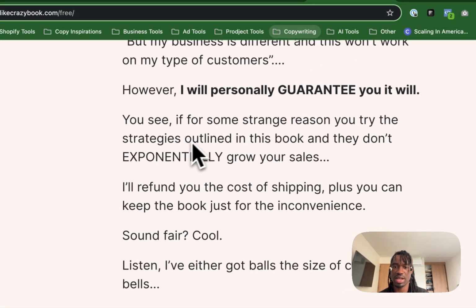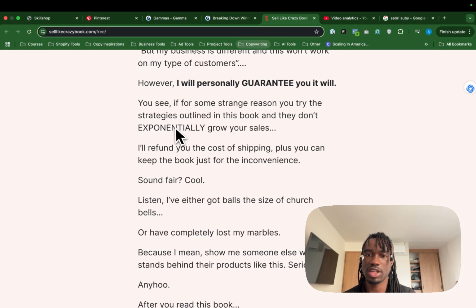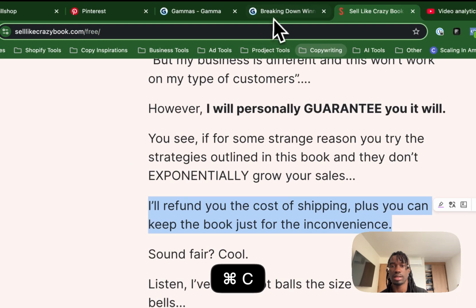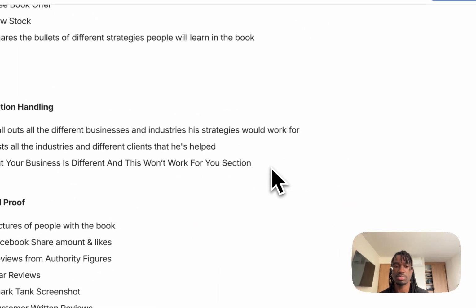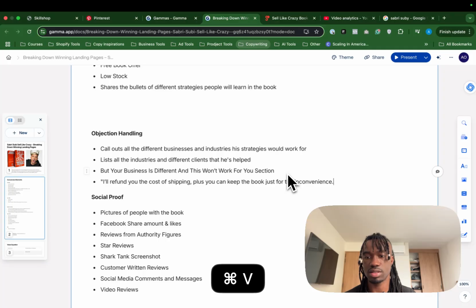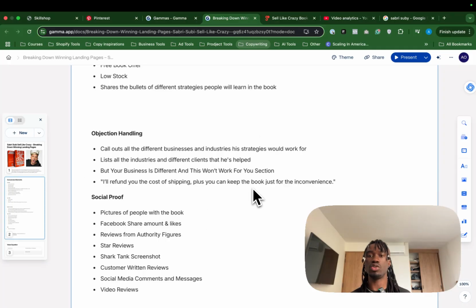And then boom, here. If you tried the strategies outlined in this book and they don't exponentially grow your sales, I refund you the cost of shipping, plus you keep the book for the inconvenience, right? That's an amazing objection handle. It's something that you can definitely swipe as well, right?